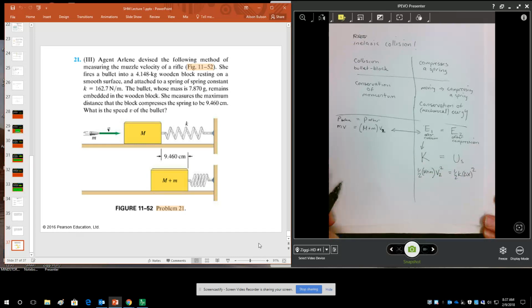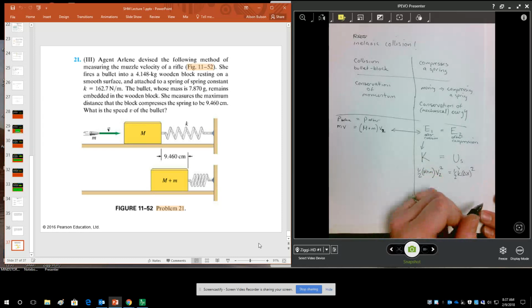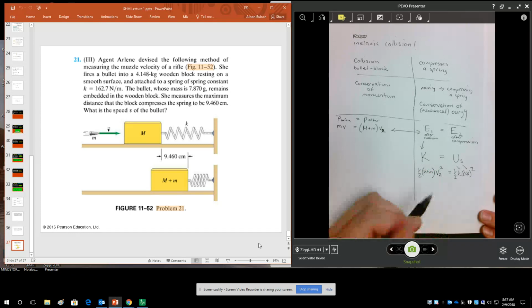Now let's see what we know. We do know k. K is 162.7, so yes, I know that. Do I know how far? Yes, the spring compresses 9.460 centimeters, so I know that. I know the mass of the bullet and the mass of the block. I know that.